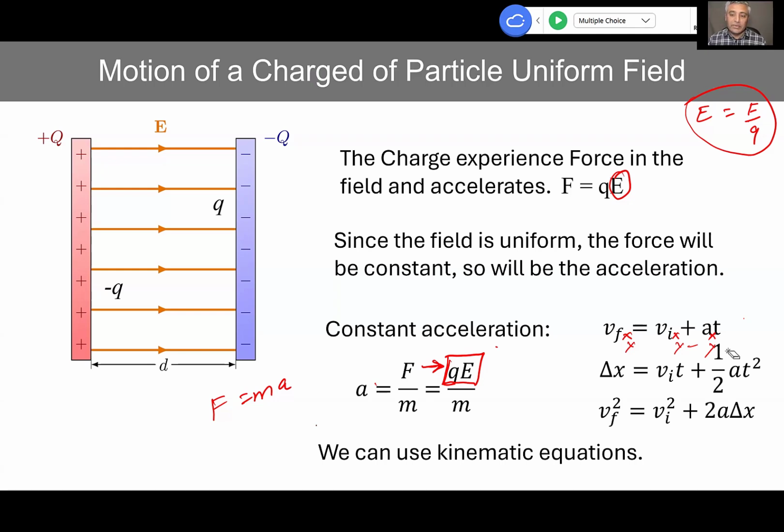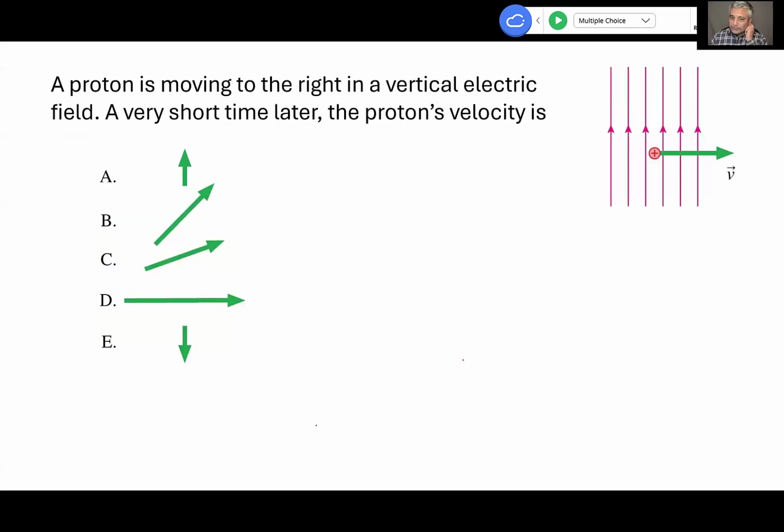Okay, so that's how we can use it. Now we have the kinematic equations, which means you can describe motion just like you would for any object that you learned about in physics 1. The only difference is that now the acceleration is found by doing QE over M. Acceleration depends on the charge and the electric field. That's the only new thing. Everything else is going to be the same.